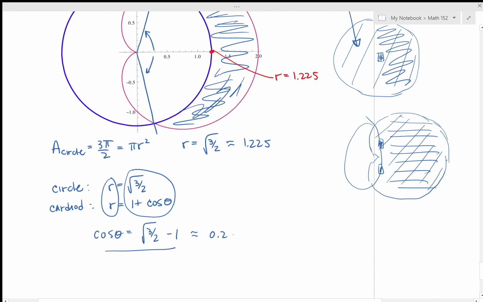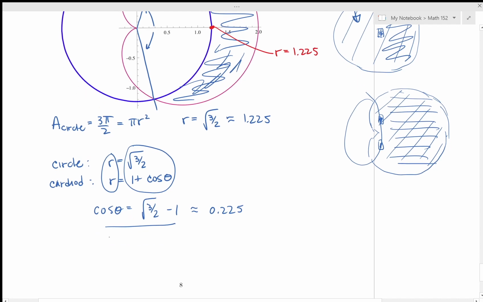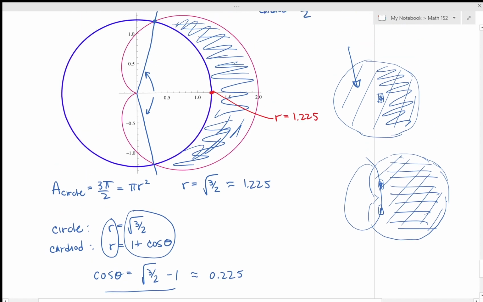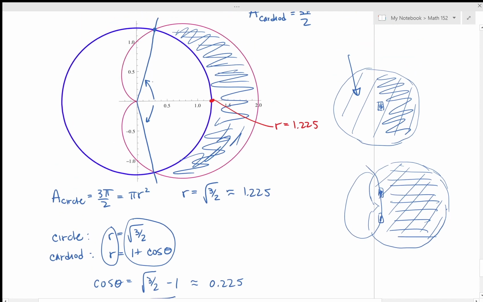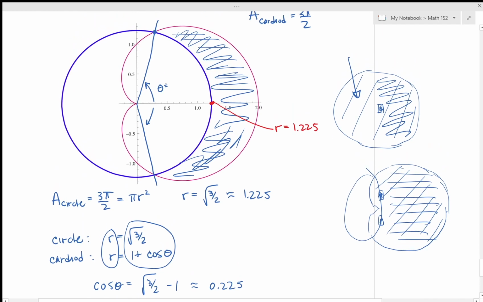So the cosine of theta is 0.225. So theta in radians is 1.344 radians. That is the first quadrant intersection point. So this angle right here, this theta, is what I just said, 1.344. And this angle right here is theta equals minus 1.344. You can see that from the symmetry.